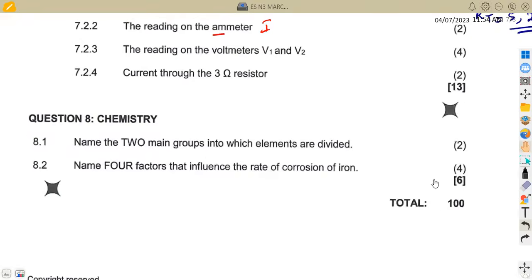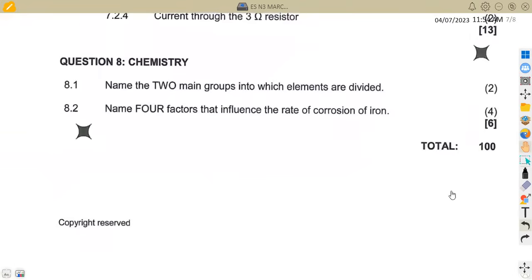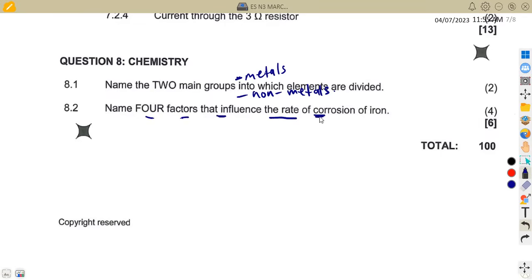On question 8, which is on chemistry, we are now asked to name the 2 main groups into which elements are divided. Elements can be divided into metals and non-metals from our periodic table. These are the major groups that we have. 8.2, name 4 factors that influence the rate of corrosion of iron. If we are dealing with iron, what are the factors that affect the rate of corrosion?